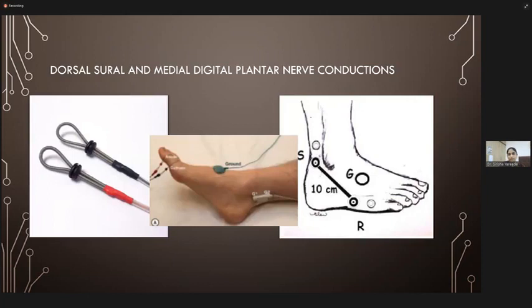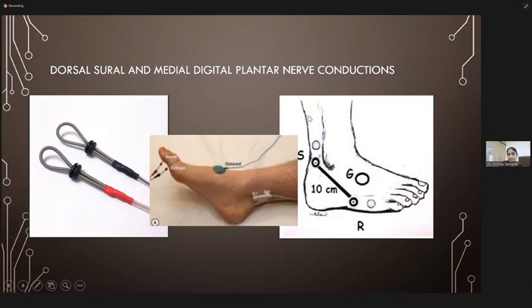So some modification of the nerve conduction technique can be done by using ring electrodes, and you try to obtain the conductions from the medial and the lateral digital plantar nerves. So we are trying to move a bit distally to elicit the conductions. Here we have placed the ring electrode, and you can obtain the medial and the lateral digital plantar nerves, which are branches of the tibial nerve. However, this is technically difficult, and because of the technical reasons, the conductions may be absent.